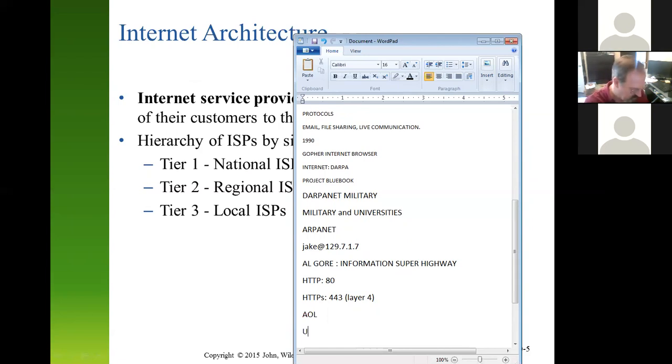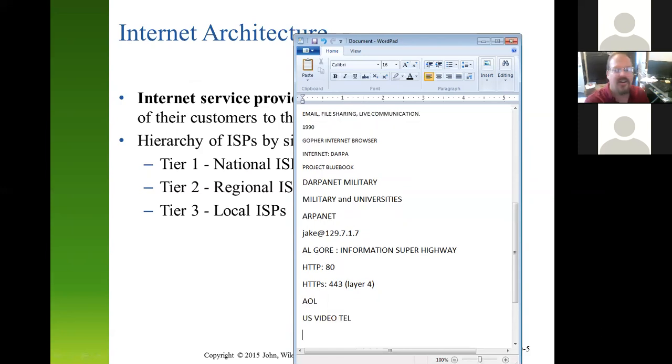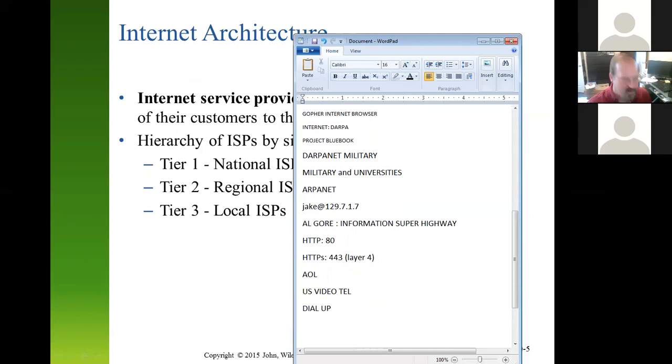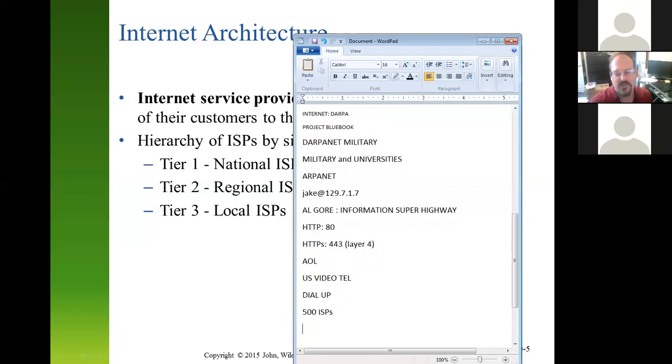Then there was also US Videotel. There were a few others like that. Those are the two that come to mind that I remember. They had their own little browser, but it was basically using the same technologies, but they were dial-up providers. You had a telephone and a modem, and you used dial-up to communicate to an ISP. In Houston, at one point, there were probably 500 ISPs. Nowadays, there are about 5 ISPs that provide services to individuals and end users.